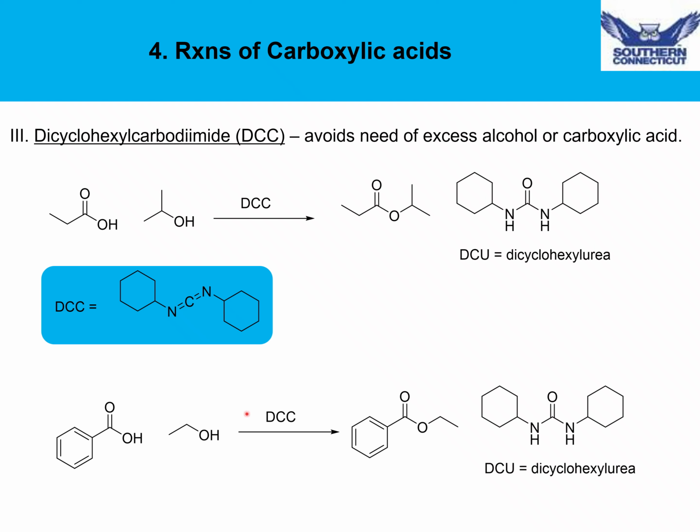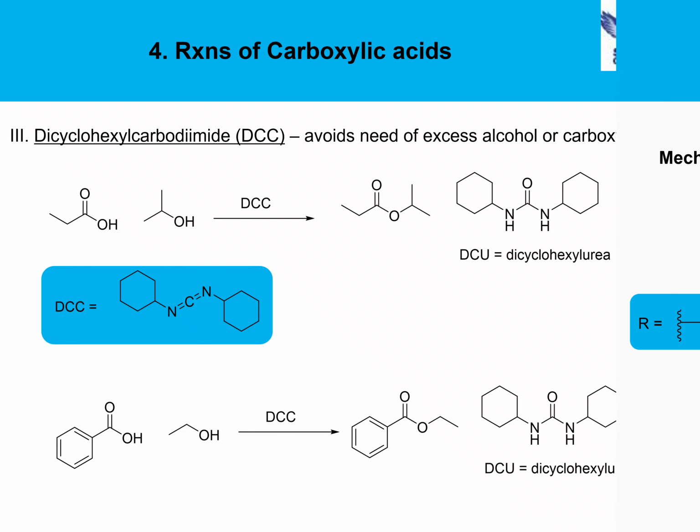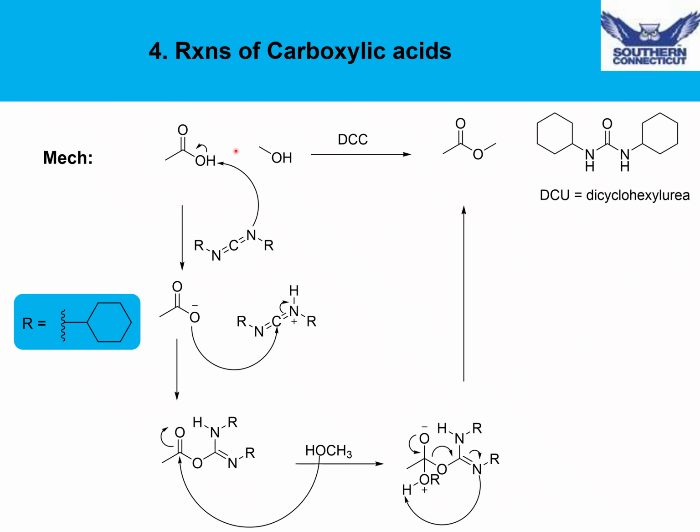Here's another example of this reaction with benzoic acid and ethanol. DCC will join them to make ethyl benzoate plus a byproduct of DCU. Here's another example of this DCC promoted reaction involving acetic acid and methanol to make methyl acetate. And then there's also a DCU byproduct.